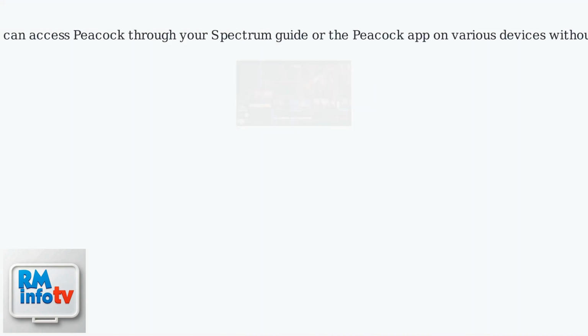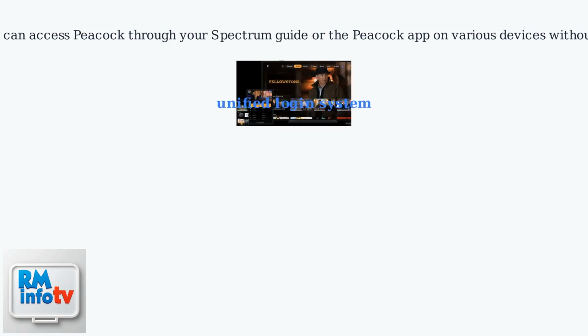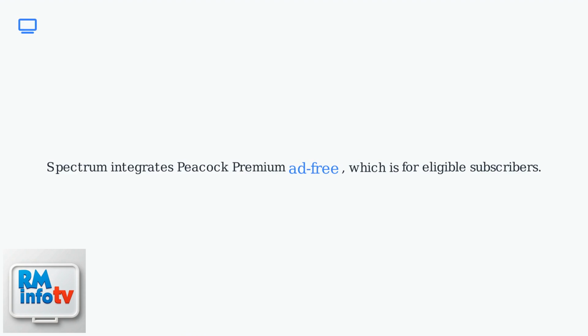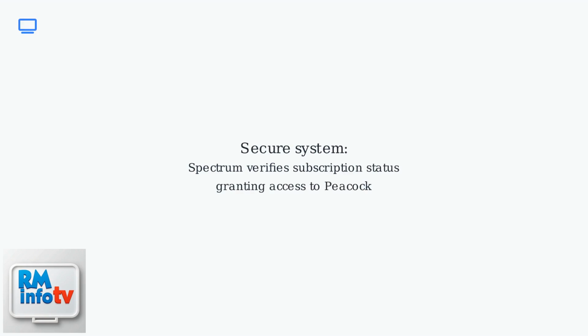Once linked, you can access Peacock through your Spectrum guide or the Peacock app on various devices without additional fees. Spectrum's unified login system makes this process seamless. Spectrum integrates Peacock Premium, which is ad-free, for eligible subscribers. This integration uses a secure system where Spectrum verifies your subscription status, granting access to Peacock.